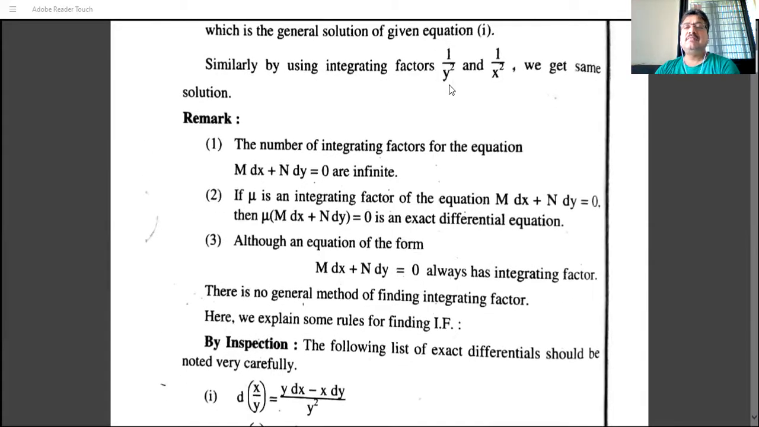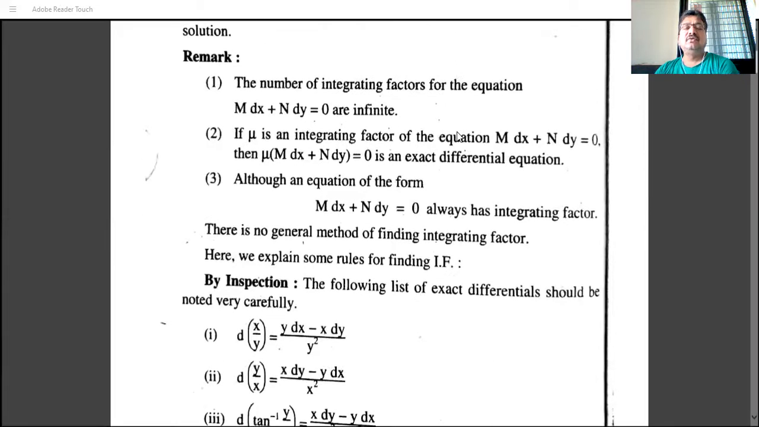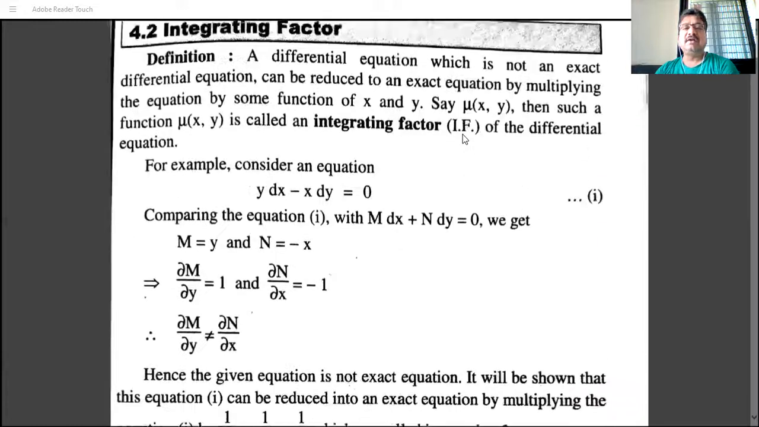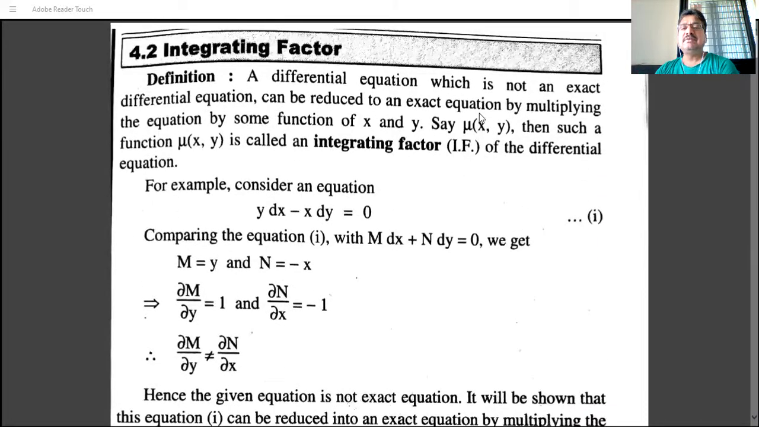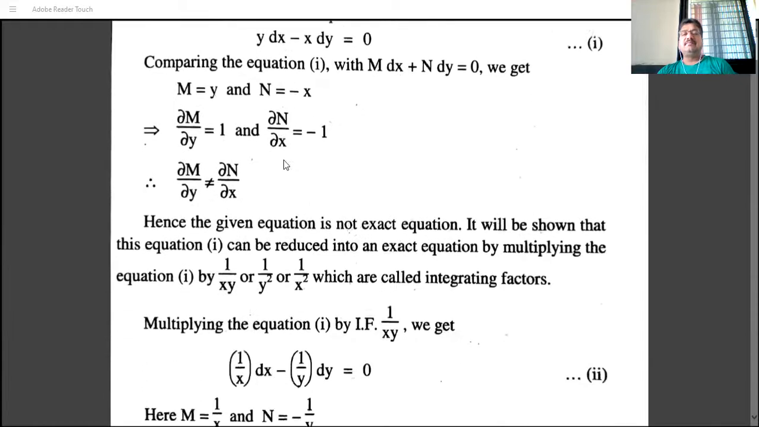So this 1/y² and 1/x² are also integrating factors. So what is the meaning of integrating factor? That is, the given differential equation is not exact, but after multiplying by some function mu of x and y, the differential equation becomes an exact differential equation. Such a factor is called an integrating factor.